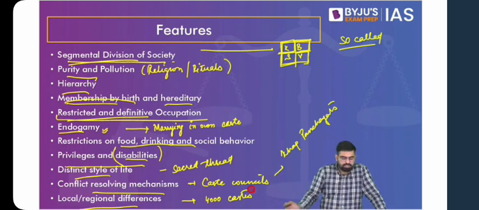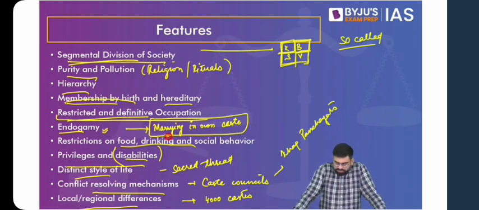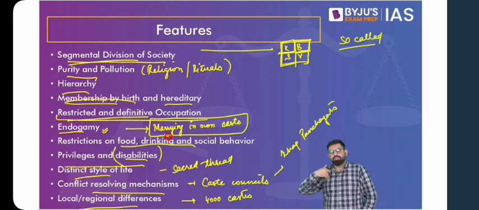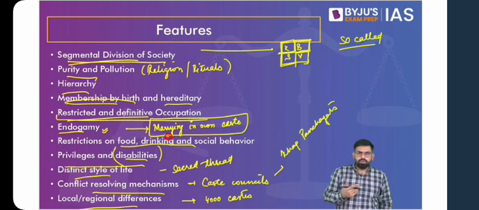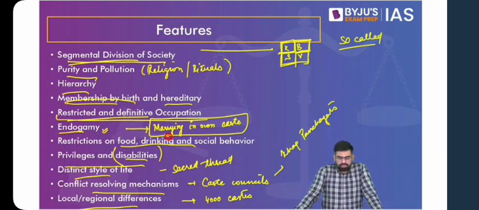Endogamy is marrying in one's own caste, not marrying outside the caste. So the boy and the girl who are getting married have to belong to the same caste. So we have, till today, more than 4,000 castes in the country, which are basically subsets or subcastes inside this fourfold hierarchy.